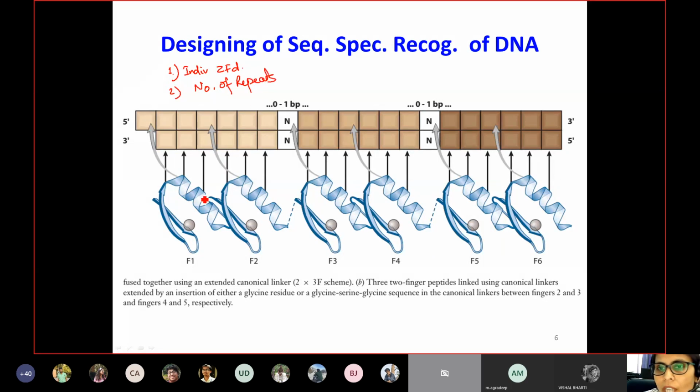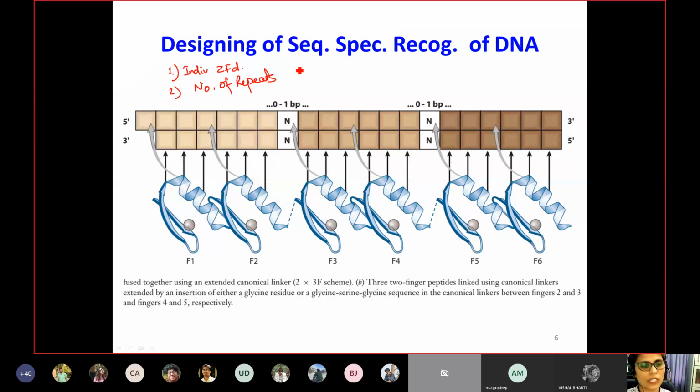So here, if you add 2, then you have specificity for 6 base pairs. But if you add more, it will go on increasing. For example, 3 will give you 9, 4 will give you 12, and so on. So that means you can change the strength as well as specificity by incorporating repeats and changing the number of repeats, or by changing the alpha helical amino acid positions.